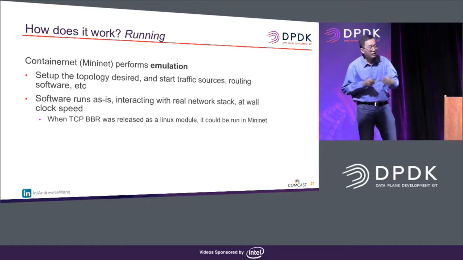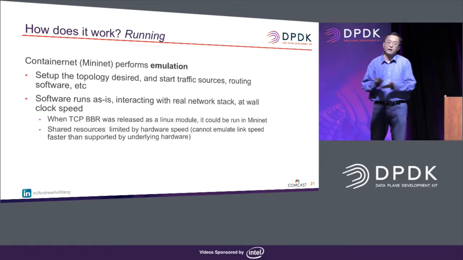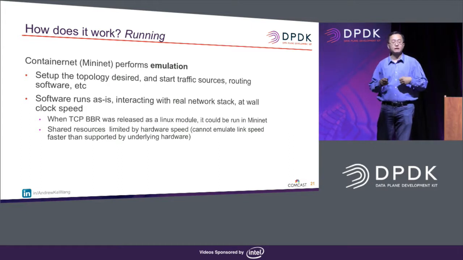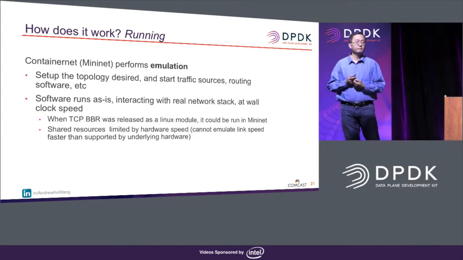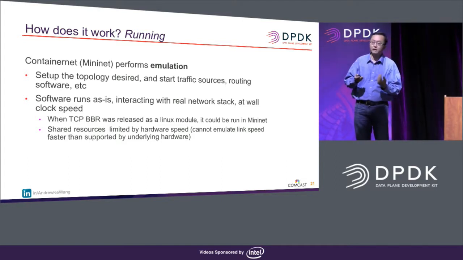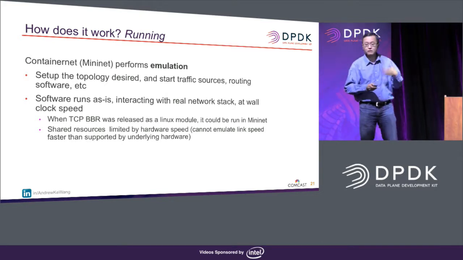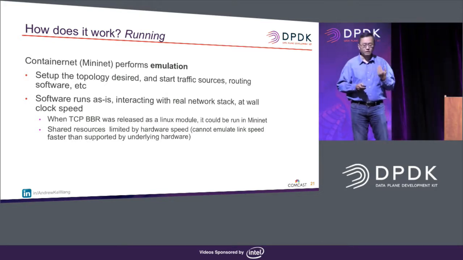But of course, because it's an emulation, it's limited by the underlying hardware resources. If your hardware cannot push packets faster than 10 gigabits per second, you cannot emulate a link with that capacity. And of course, it's also wall clock speed. If you want to emulate 5 hours of traffic, you have to run 5 hours. It's not like a simulator in which, if your model is accurate, you can simulate, I don't know, a month in a few hours, right? So these are some restrictions and advantages, pros and cons.